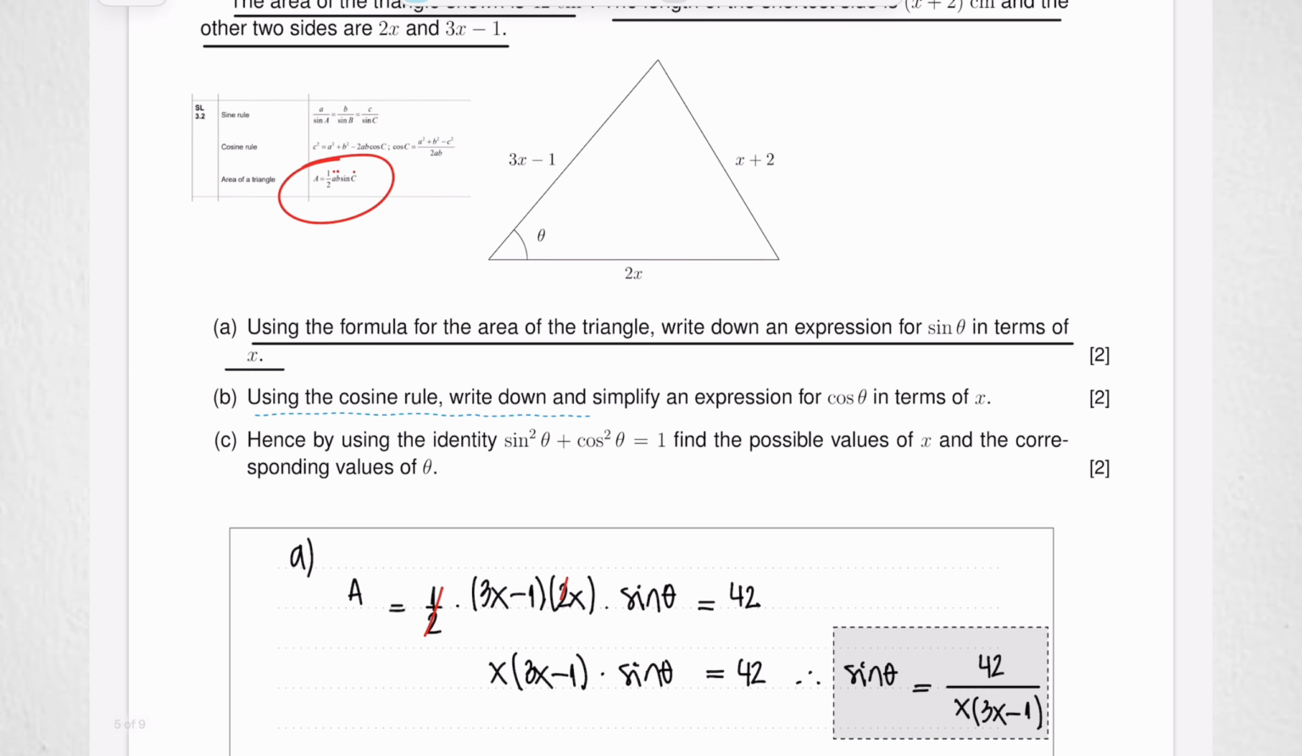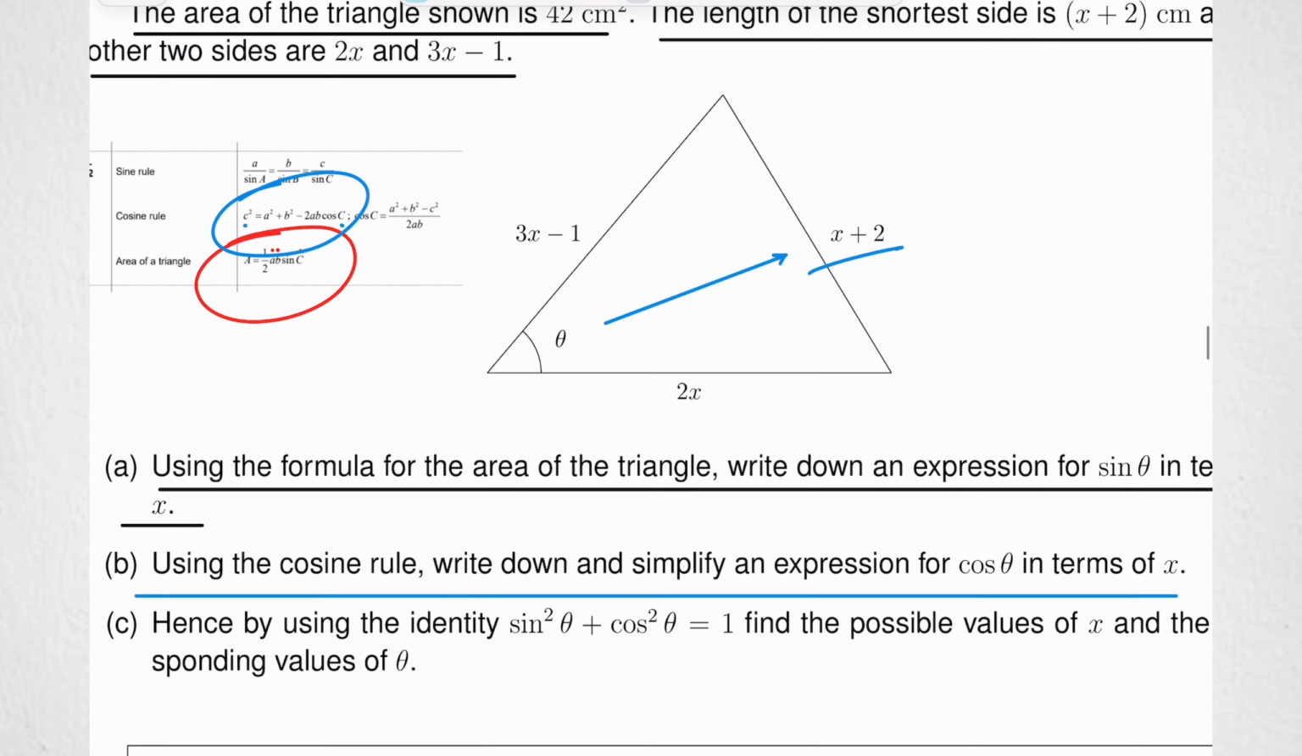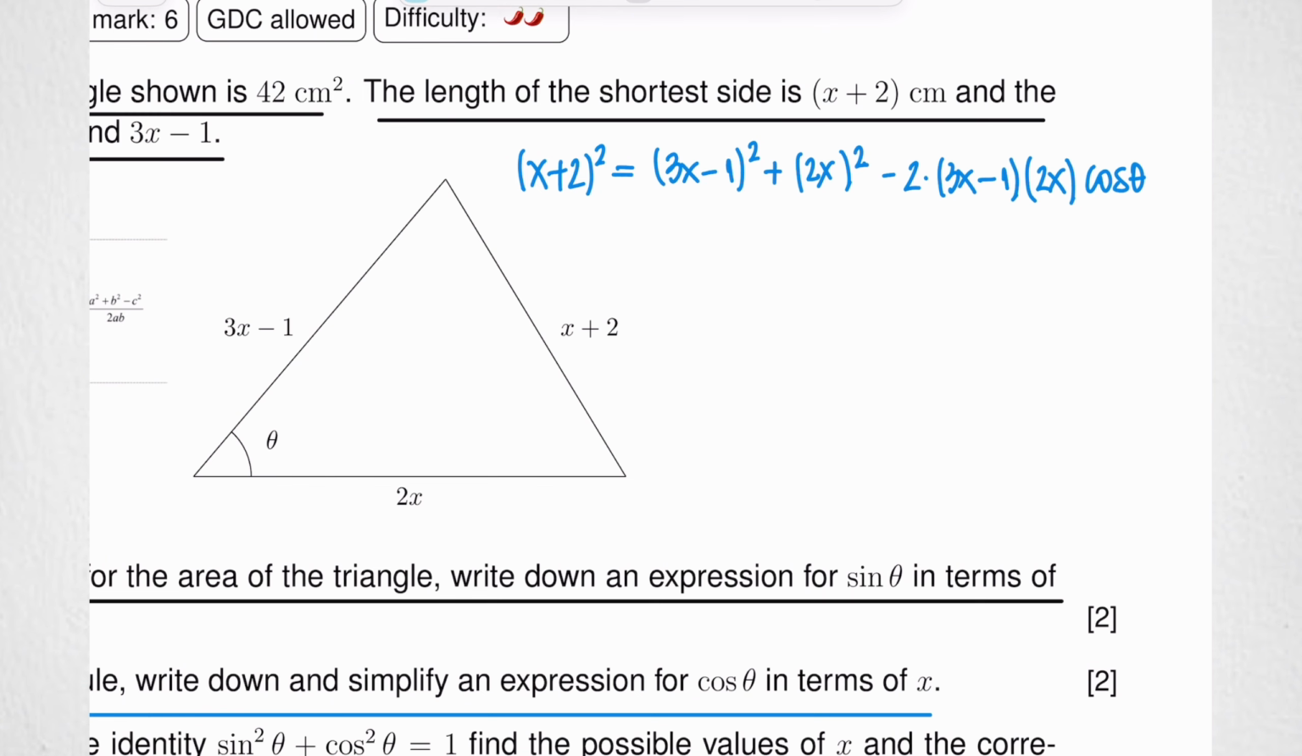Now, we're going to apply the cosine rule to write down and simplify an expression for cosine of theta in terms of x. When we're applying the cosine rule, this side and this angle are opposite to each other, which means that we're going to use this as the side that shows up on the left-hand side, and this is the angle that shows up on the right-hand side of this formula. So we have (x plus 2) squared equal to (3x minus 1) squared plus (2x) squared minus 2ab cosine of C, or cosine of theta in this case.